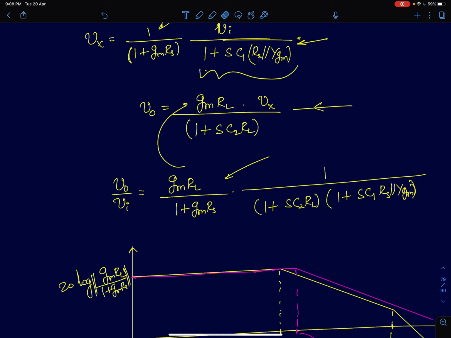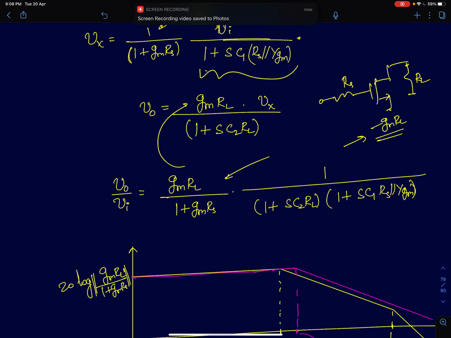Just to quickly compare it with a common source amplifier, even though we had a source resistance in the case of a common source amplifier, the DC gain was independent of RS. It was always minus gm RL. But in the case of a common gate amplifier, the DC gain reduces by a factor of 1 plus gm RS because of its low input impedance. Which is why, if your source resistance is very high, a common gate amplifier is not a good candidate for voltage amplification.